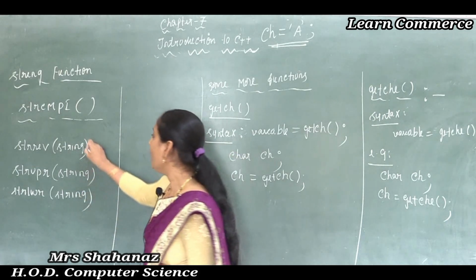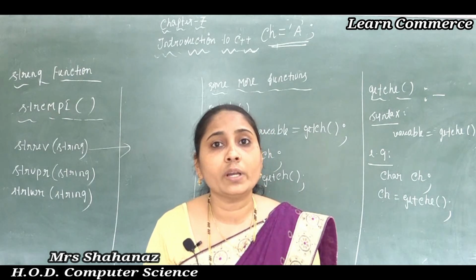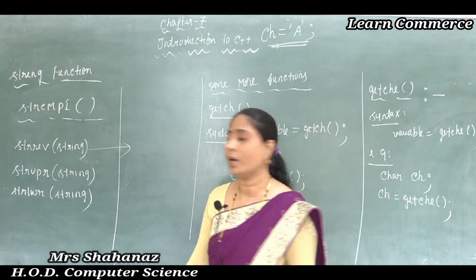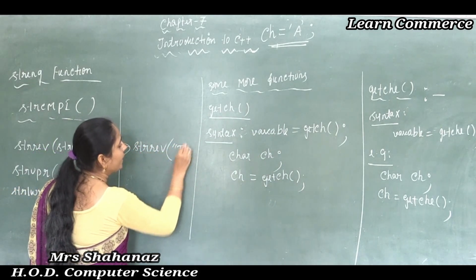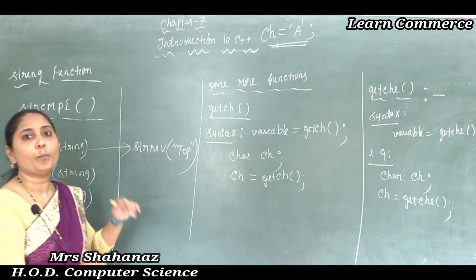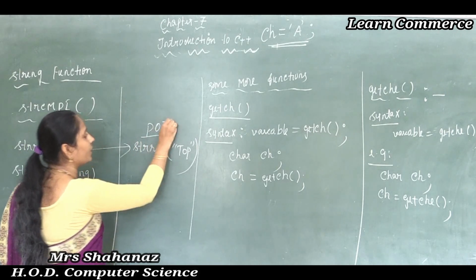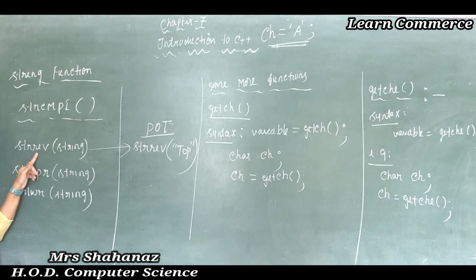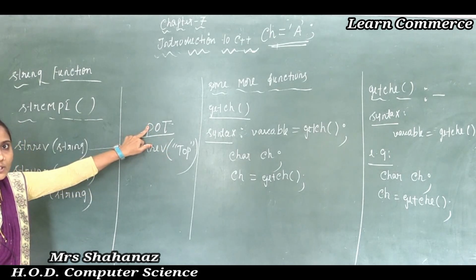And later the next one is strrev. This function is used to reverse the characters in a string. Maybe if you write strrev of top, that means it is going to reverse the characters of the string, top to pot. Is this clear? So strrev, string reverse, is used to reverse the characters. It will reverse top to pot in this case. Is this clear?